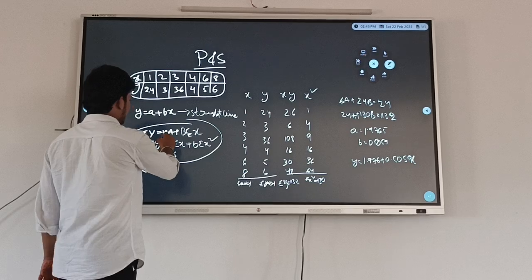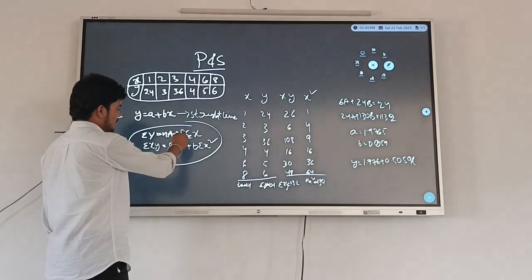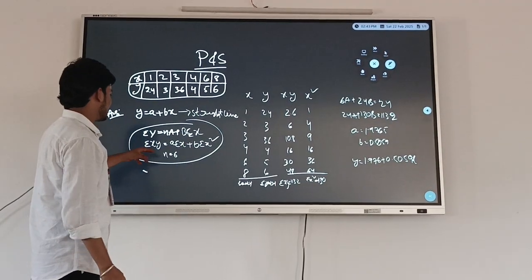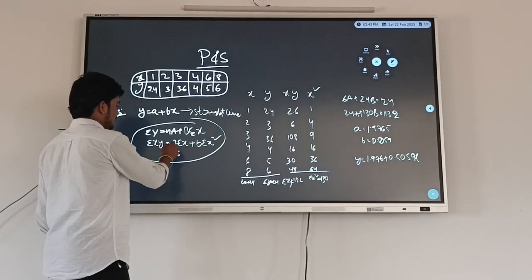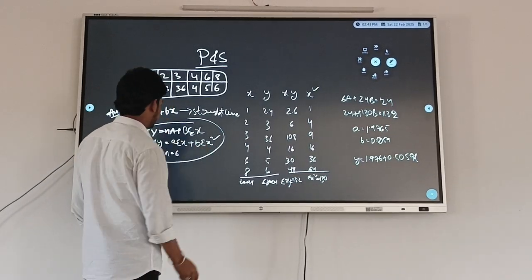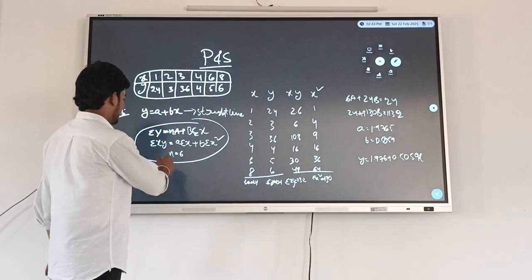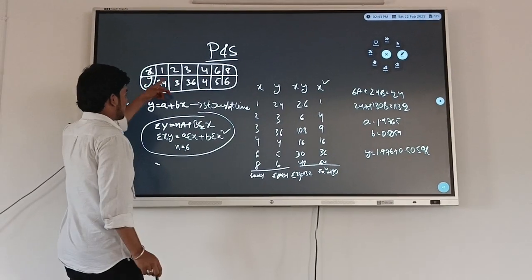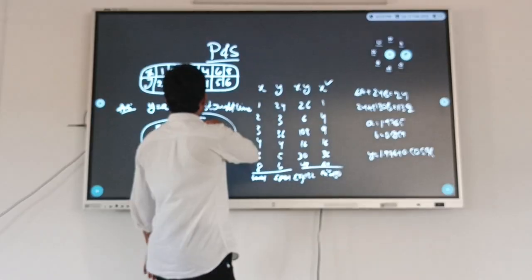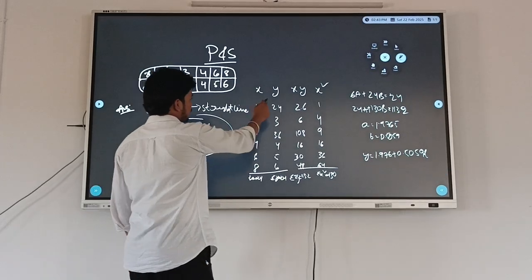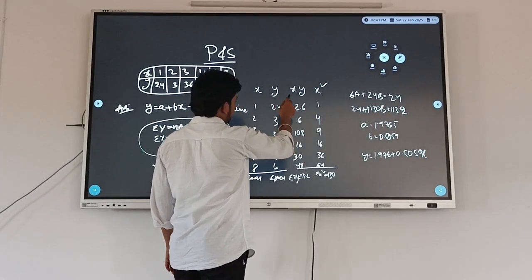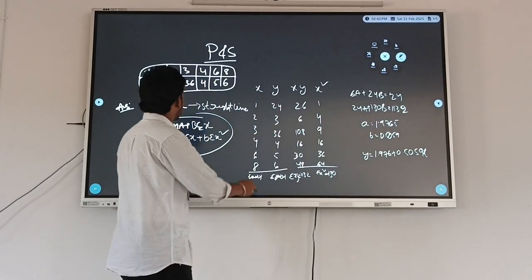Σy = na + bΣx, and Σxy = aΣx + bΣx². Here n = 6 is the number of elements. To find out Σx, Σy, Σxy and Σx².